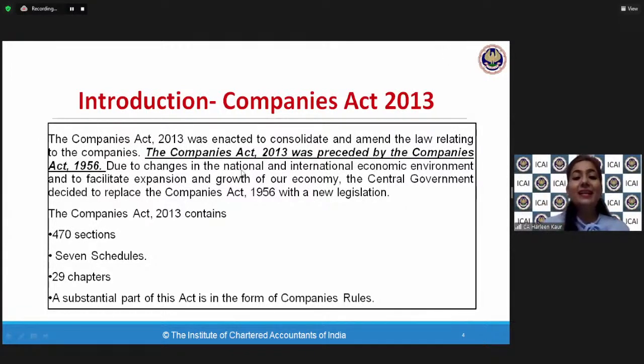So I think this slide I've already told you, Companies Act 2013 was preceded by Companies Act 1956. अब इस line का मतलब क्या है? It says that this is the act which now we have to follow and learn. Preceded means it was taken over from the Companies Act 1956, due to the changes in the national and international economic environment, and to facilitate the expansion and growth of our economy.